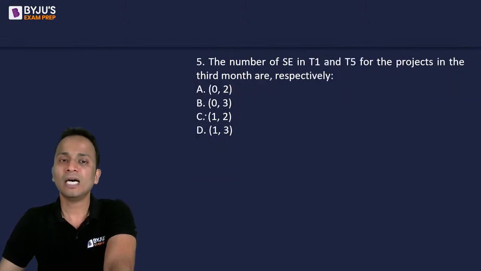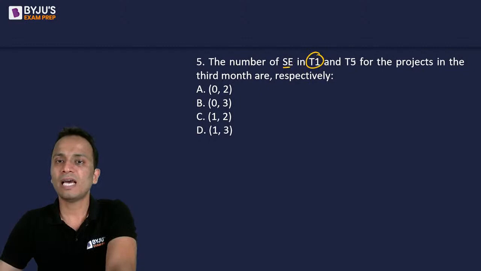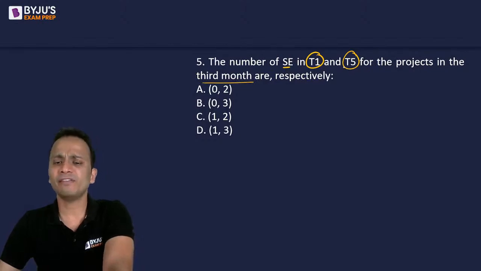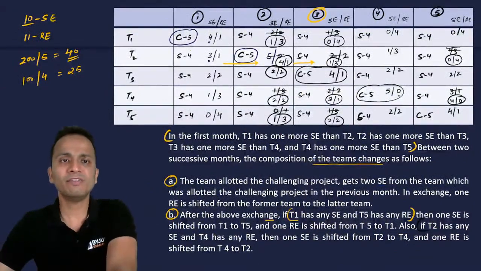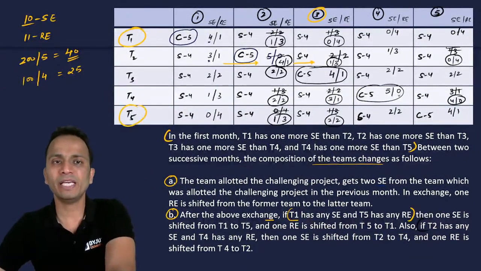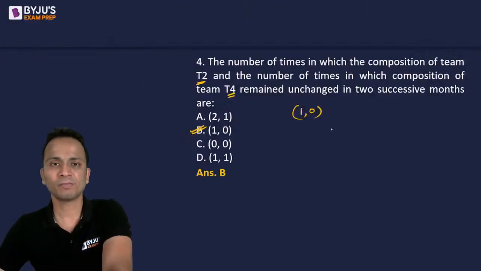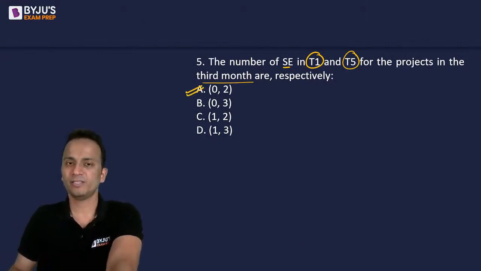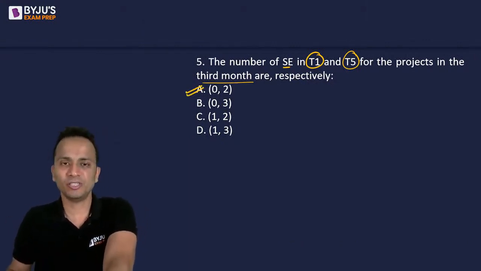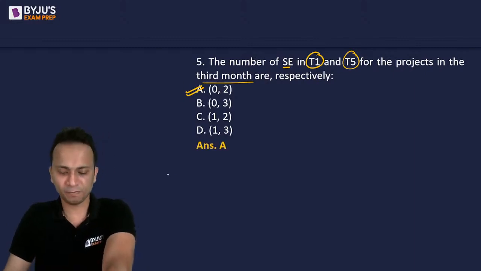Okay, let's move ahead. The number of SE in T1 and T5 for the projects in the third month are. So we have to tell the SE in T1 and T5 in the third month. So in the third month, T1 and T5, how many SEs are there? 0 and 2 respectively. So 0 and 2 respectively, answer is option A. Okay, clearly mentioned. So the correct answer is option A.